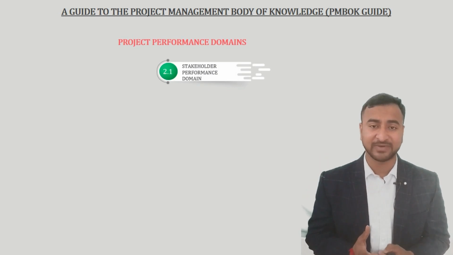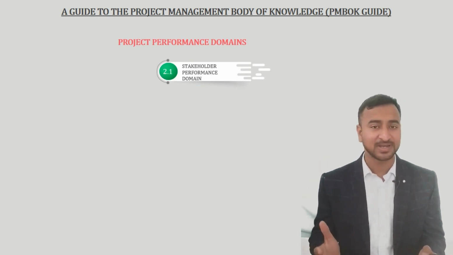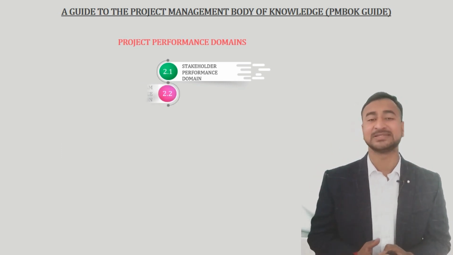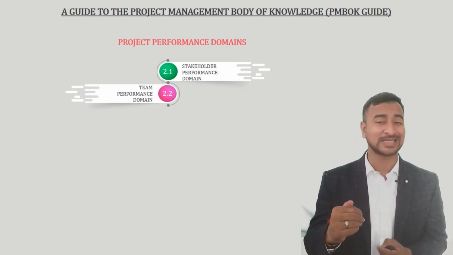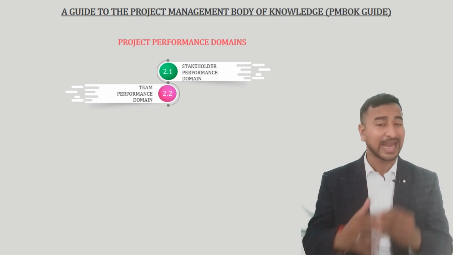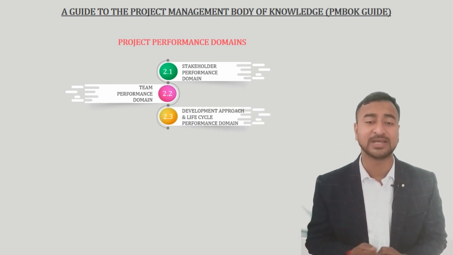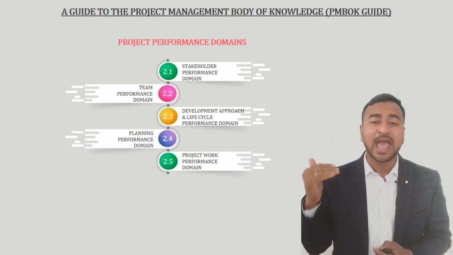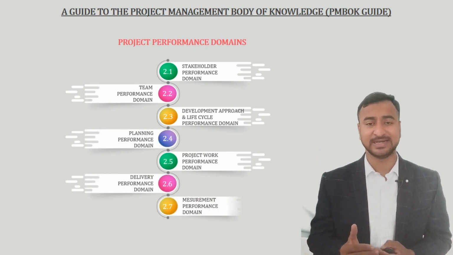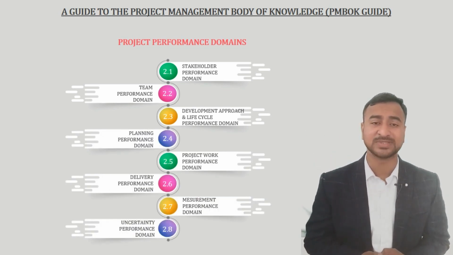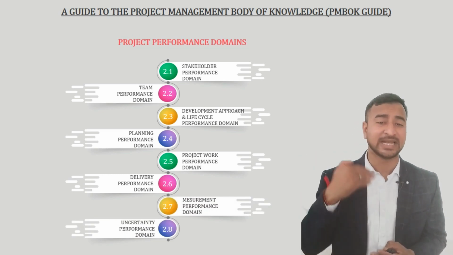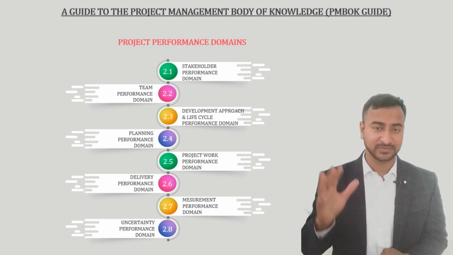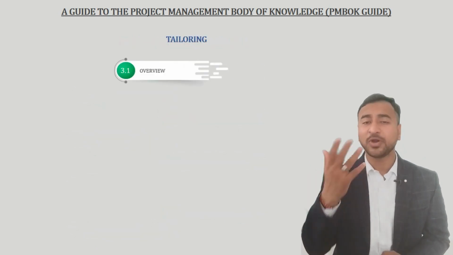In PMBOK 7, it introduced a groundbreaking shift from knowledge area to the project performance domain. And these domains align with the skills the project managers need to excel in their roles. We have got 8 project performance domains highlighted over here, like team, development approach and life cycle, planning, project work, delivery, and as you see over here, uncertainty would be the last. All these 8 project performance domains, we will discuss in detail in upcoming sessions. Today, I just want to give you a very high-level bird's eye view of what we are going to cover.